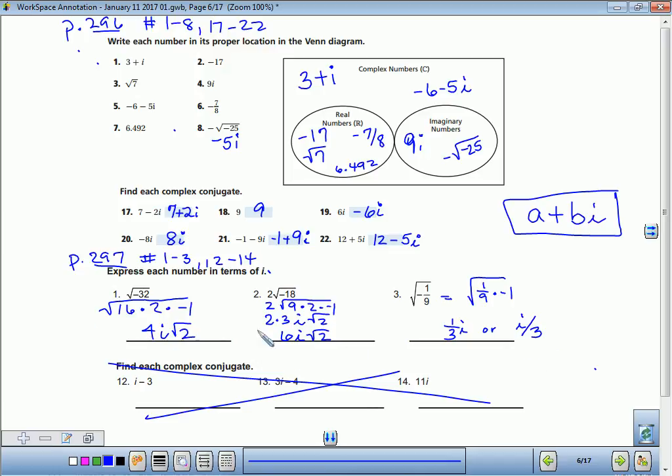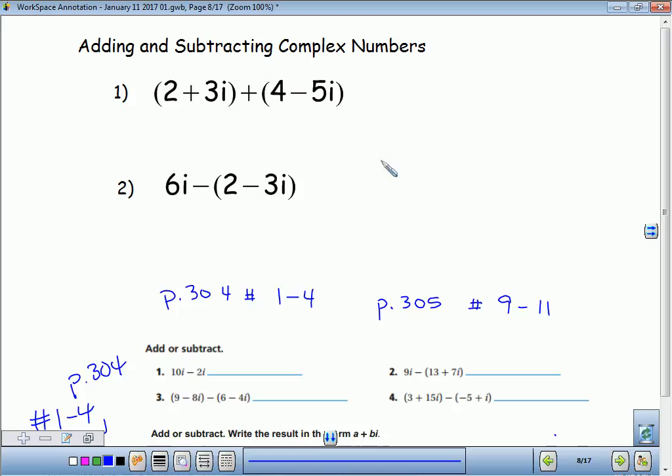All right, how'd you do on 1, 2, and 3? Good, good. I'm actually surprised you got that. This is actually surprisingly easy. All right. So, the last thing we're going to look at is some simple operations with complex numbers. So today we're just going to begin with addition and subtraction.